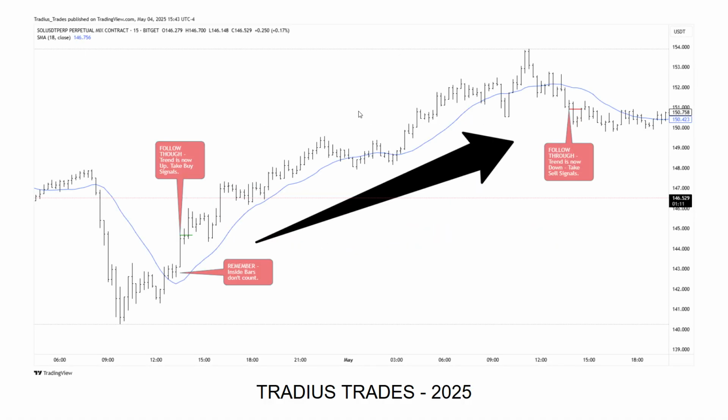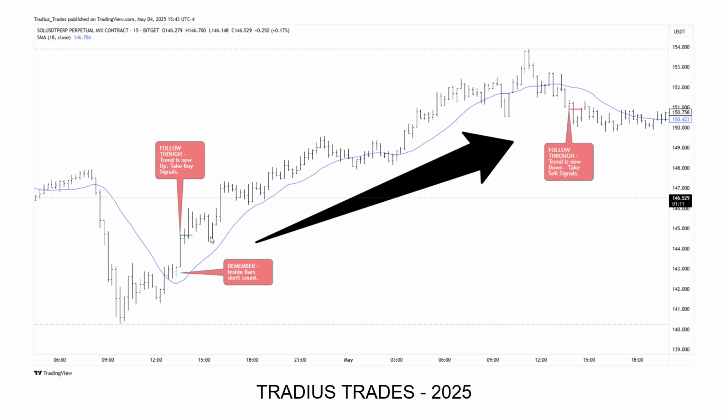Here is Solana USDT. So this is a crypto, and this is on the 15-minute chart. So basically, it works on whatever type of markets, whether it's cryptos, treasuries, indices, currencies, energies, all these different markets, stocks, it works. So here you go. So we had 2 full range bars above the 18 MA. Remember, inside bars don't count. So this is our first bar count. This is our second bar count. Here we have follow through above the highest high of those 2 bars. The trend is now up.